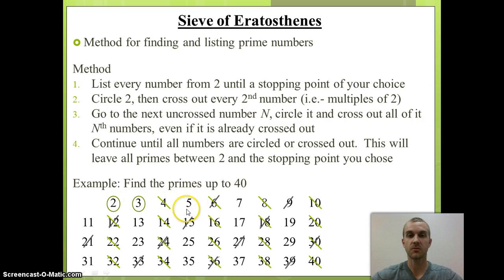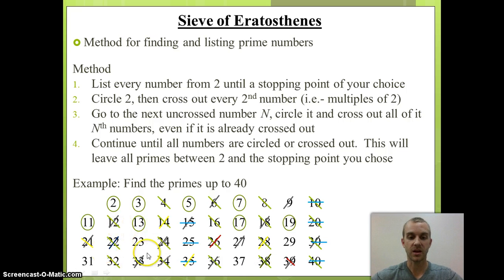Now I'm going to do the same thing for 5. I circle 5 and cross out the fifth item each time. Then I go up to 7 and cross out the seventh. So take out 14, 21, and 28. With 11, I'm only going to mark out 22 and 33. 13 takes out 26 and 39. 17 crosses out 34, and 19 crosses out 38.